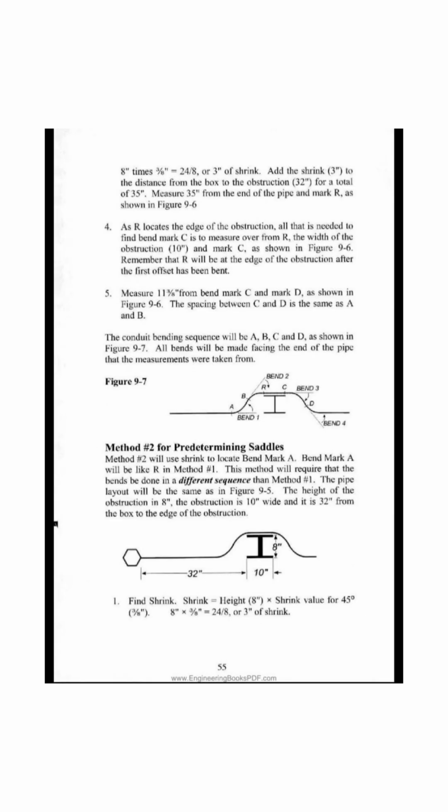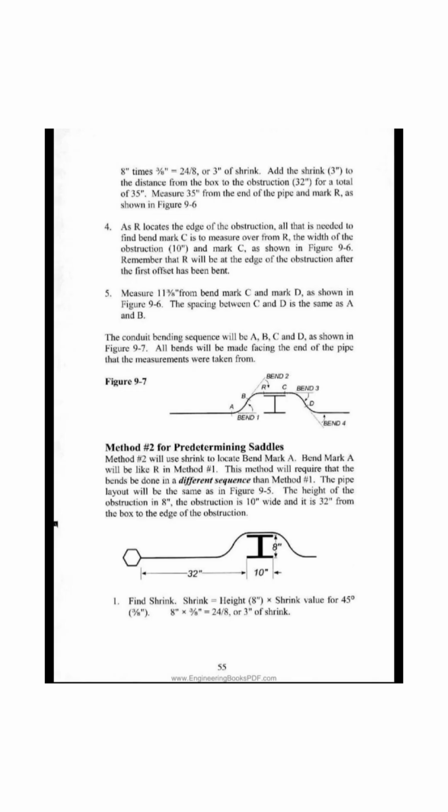4. As R locates the edge of the obstruction, all that is needed to find bend mark C is to measure over from R the width of the obstruction, 10, and mark C, as shown in figure 9-6. Remember that R will be at the edge of the obstruction where the first offset has been bent. 5. Measure 11 3/8 from bend mark C and mark D, as shown in figure 9-6. The spacing between C and D is the same as A and B. The conduit bending sequence will be A, B, C, and D, as shown in figure 9-7. All bends will be made facing the end of the pipe that the measurements were taken from.